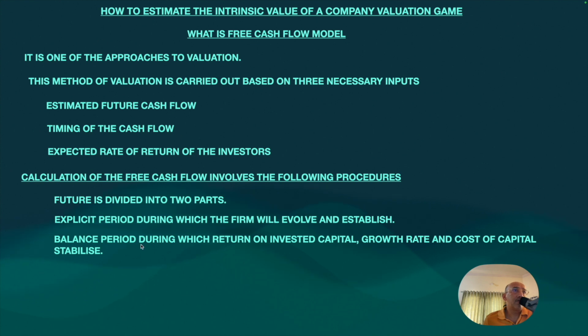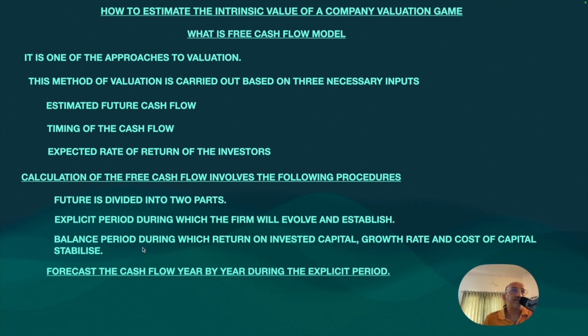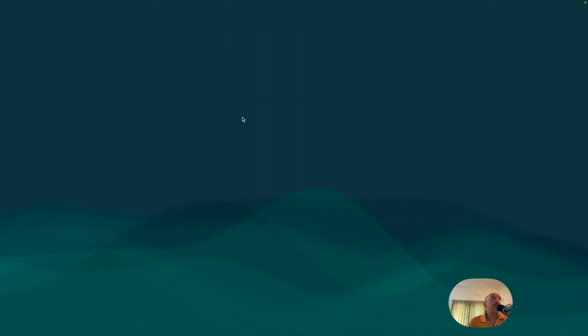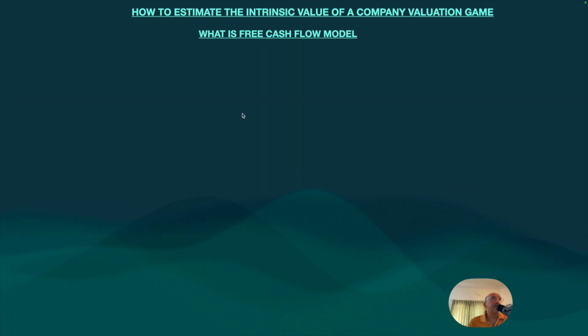I would like to again emphasize that even in the cash flow model, you are going to use the dividend discount model. Formulas will again come here, so you have to be careful with that. Now coming to the forecast of the cash flow by year during the explicit period. So how are you going to calculate the forecast? What is the free cash flow model? We have to calculate free cash flow to the firm.